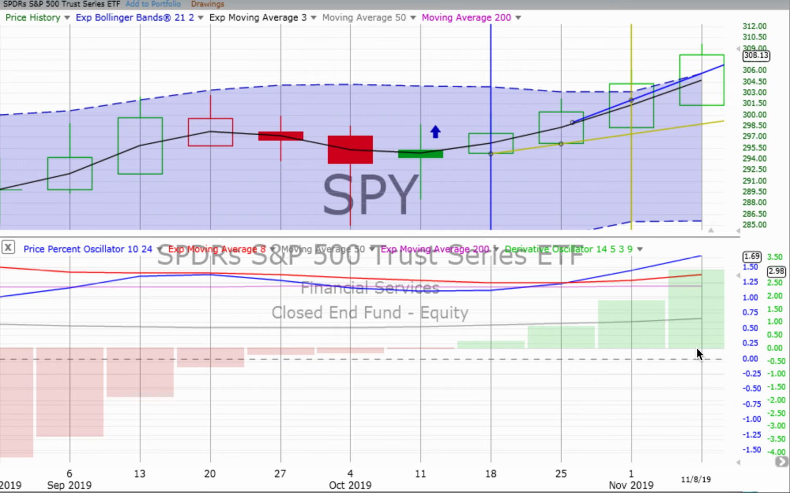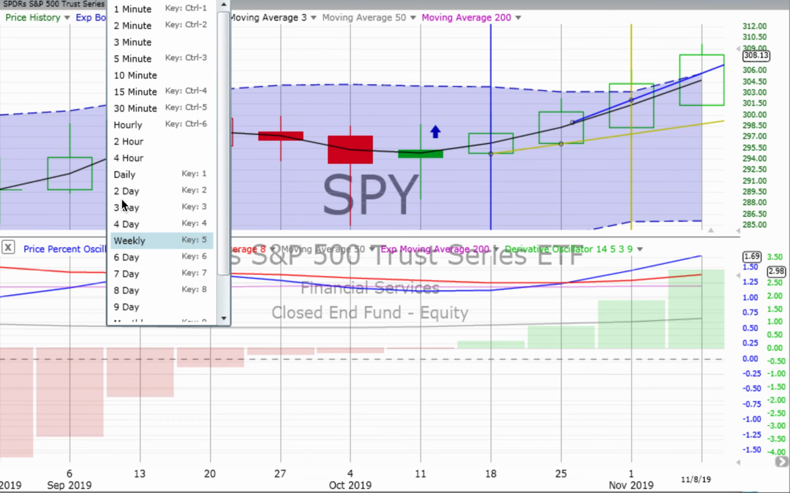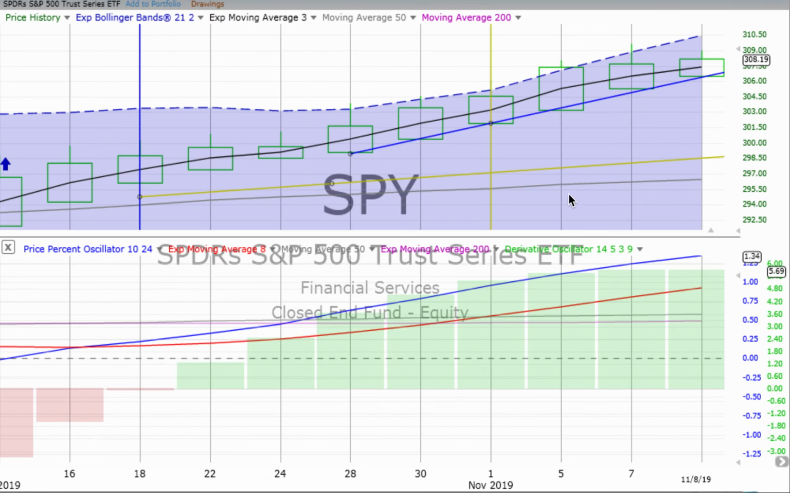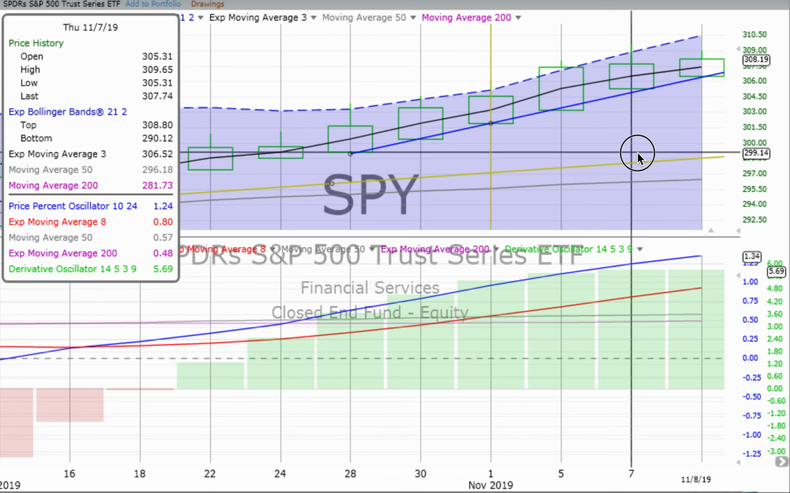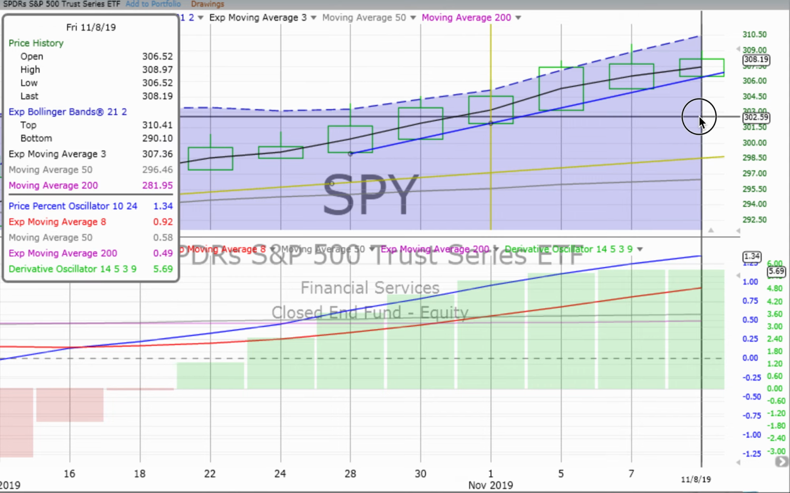So we see the S&P 500 heading up nicely. Nice, good week with that crossover. On the 2-day chart, look at the beautiful 1, 2, 3, 4, 5 connected candles with that beautiful up movement. Derivative oscillators about flat, price percent oscillators heading up. Now, what we notice, we had the last full 2-day candle finish on Thursday. Friday is just a half 2-day candle, which of course represents 1 day.